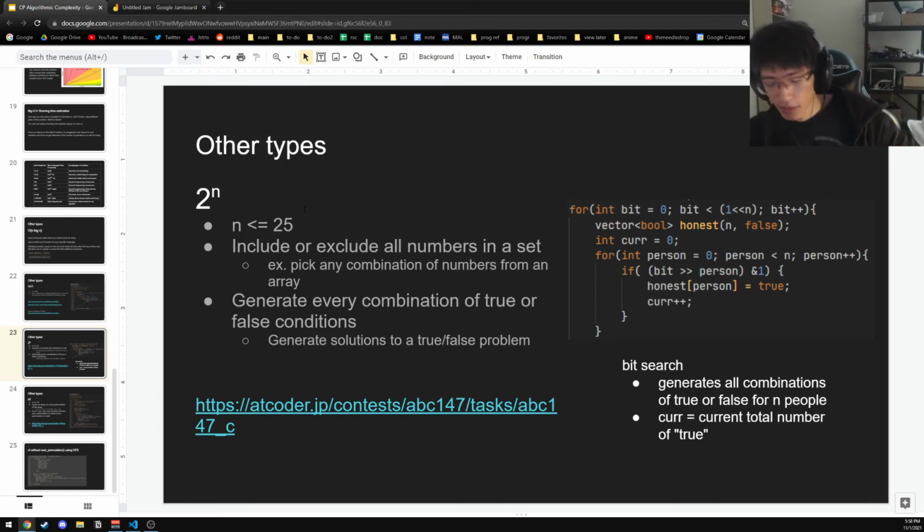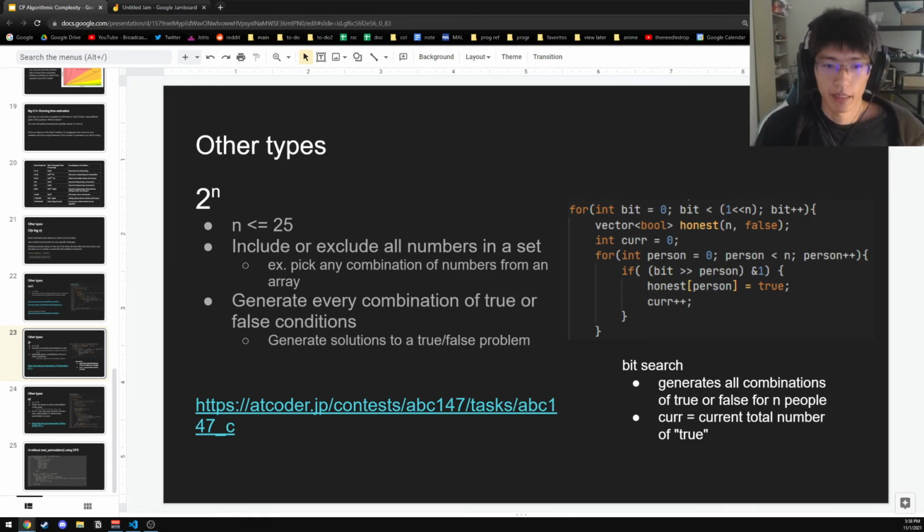2 to the n, sorry. With 2 to the n, you might include or exclude all numbers in a set. So pick any combinations of numbers, generate combinations, things like that. You can do this in several different ways. You can use something based on depth first search. You can do something with bit manipulation. But if you generate every combination of true or false for n numbers, then that might take 2 to the n time.